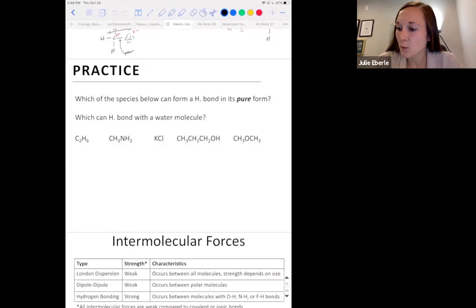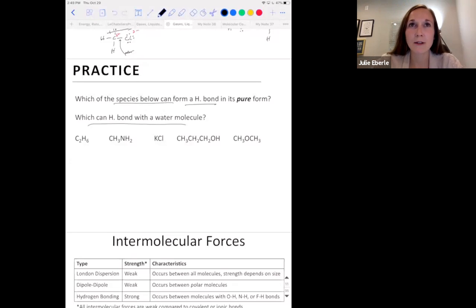Okay, so this one says, which of these species below can form a hydrogen bond in its pure form? Okay, what does that mean? That means if I had one of these molecules and then next door I had an identical molecule, could they hydrogen bond together? Can it hydrogen bond with the same molecule of itself? Okay, and if it can't, then which one could hydrogen bond still, but with like a water molecule?